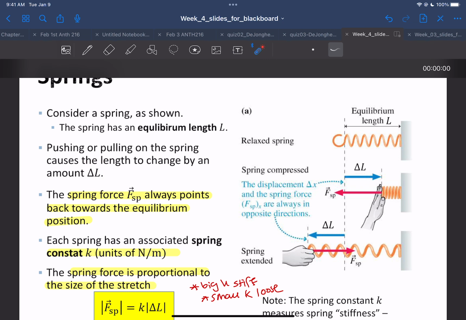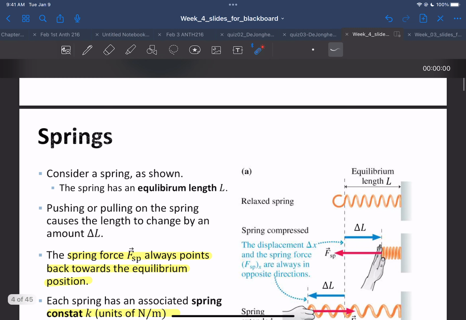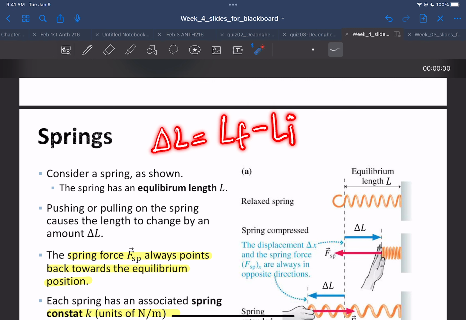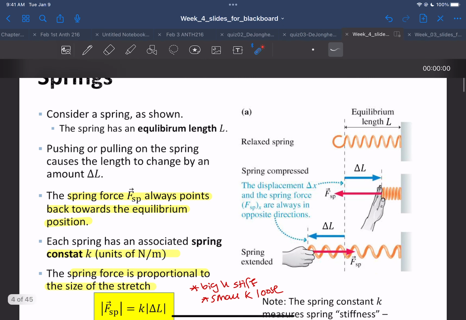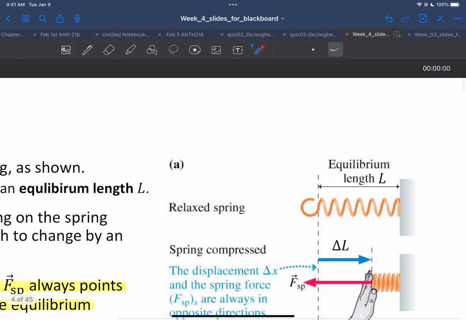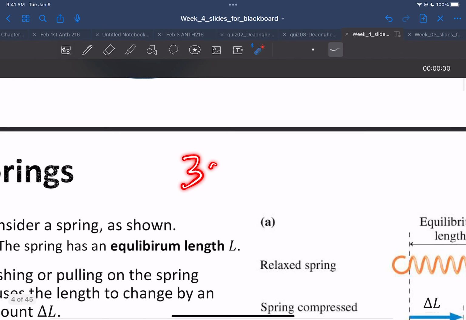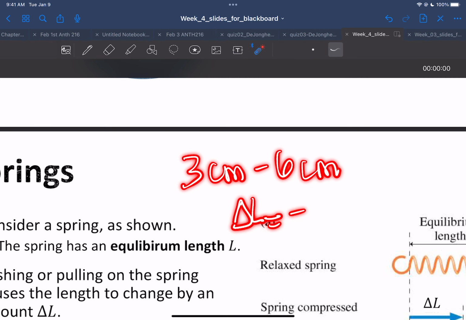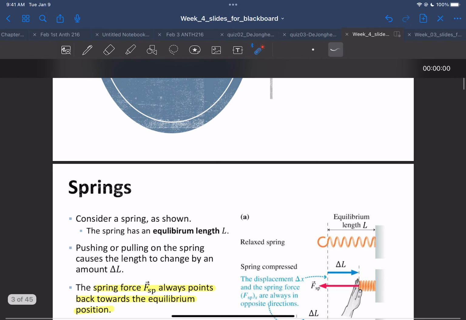Whenever you see that delta symbol, it just means that there is some final state or final length minus some initial length or initial state. So delta L would be, for example, if we started at an equilibrium length of 6 centimeters, and then when we compressed it, it's now at a length of 3 centimeters, then your delta L would be 3 centimeters minus 6 centimeters, and that gives you a delta L of negative 3.